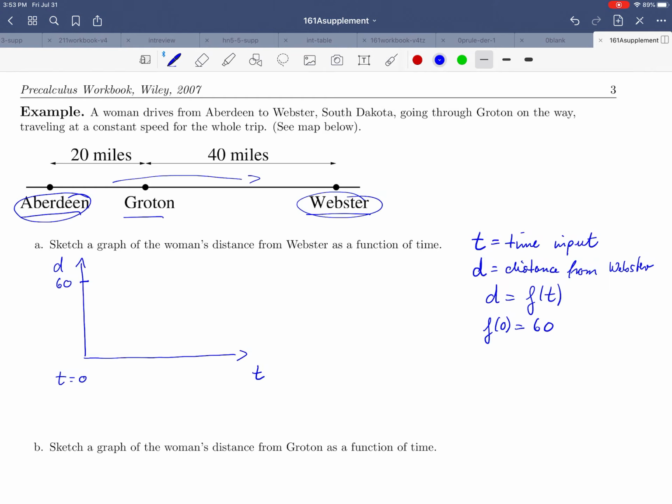And then at some point, she arrives in Webster. I don't know when that is. I'm just going to pick a point, but she's in Webster, so her distance from Webster is 0. So at the end of the trip, whenever that is, f of that number is 0. And she drives at a constant speed, so I can just connect these two points with a line, because she covers the same amount of distance every minute that she's on the road. So if she's going at 60 miles an hour, during the first minute she would go 1 mile, during the second minute she'd go 1 mile. So the entire time she's going at a constant speed. So her distance goes down in a linear way.